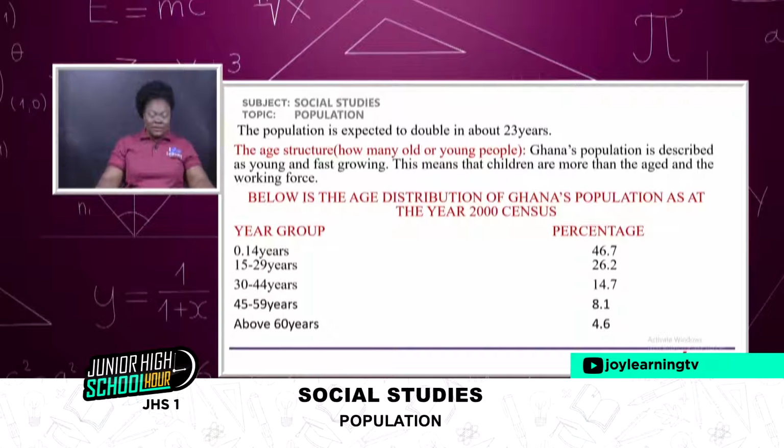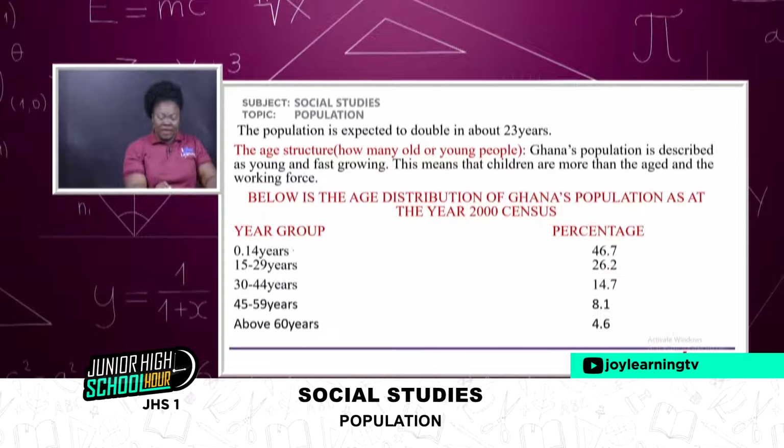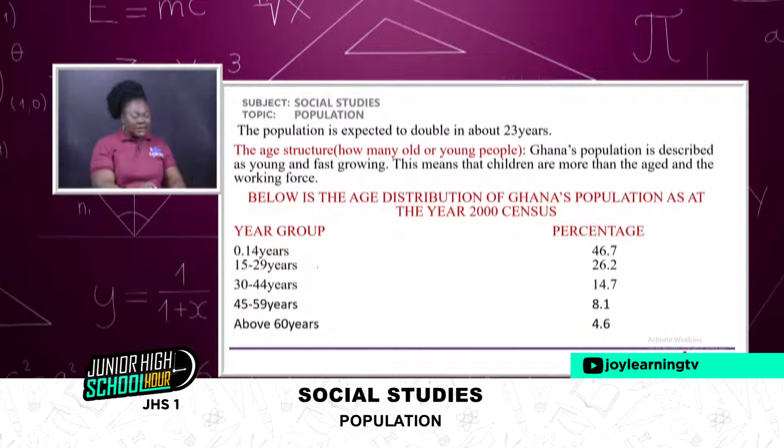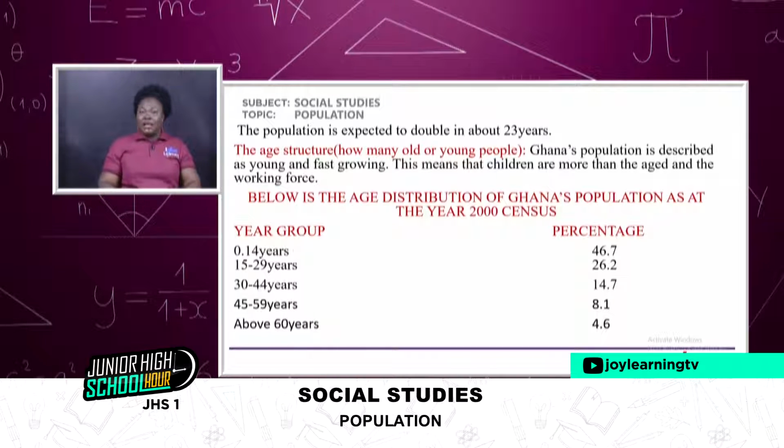Now let's look at the distribution of Ghana's population as at the year 2000 census in terms of percentage. So we'll take 0 to 14 years. 0 to 14 years. So the percentage was 46.7%. Then 15 to 29 years, we have 26.2%. And then 30 to 44 years was 14.7% in terms of percentage.